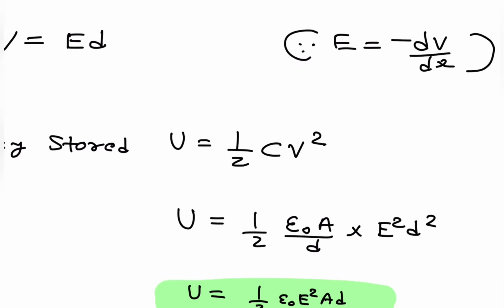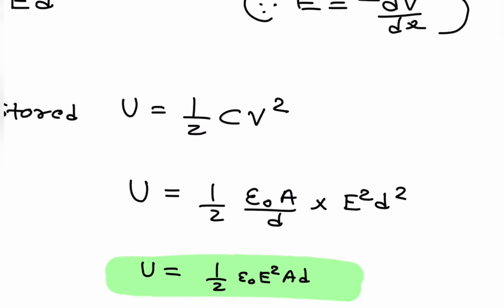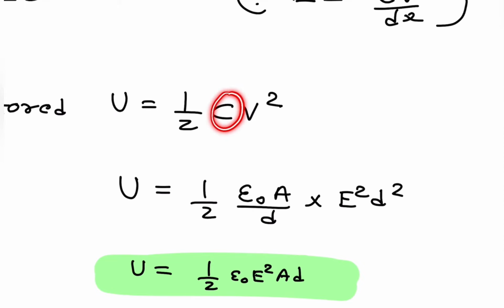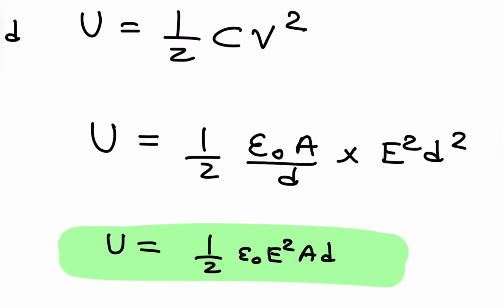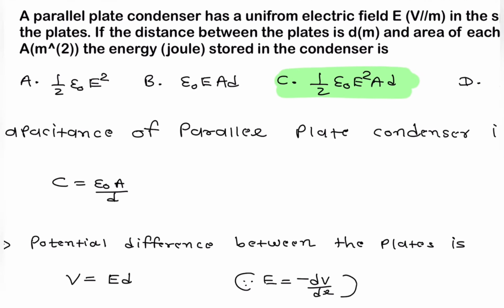So energy stored U is equal to 1/2 C V square. So U is equal to 1/2. In place of C, we can put the value epsilon naught A by D, that is the parallel plate capacitance, and V is nothing but ED. So V square is equal to E square into D square. After simplifying this equation, the energy stored in the capacitor U is equal to 1/2 epsilon naught E square A into D. Option C is correct.